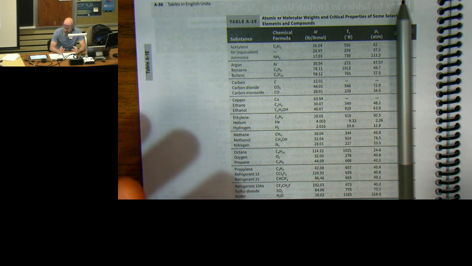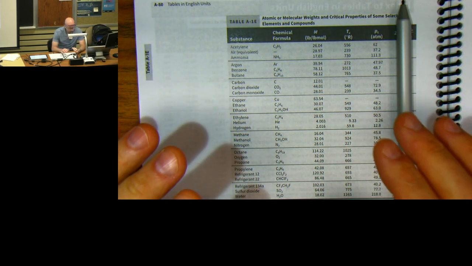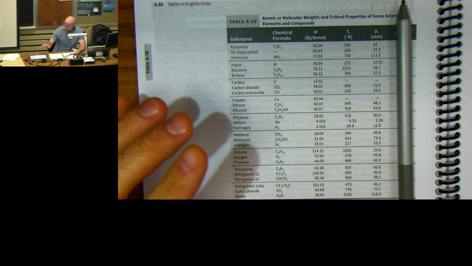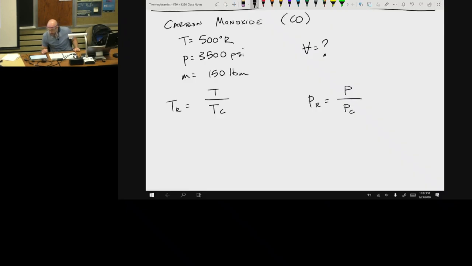Okay, so what I want you to do is take this information from table A1E and the information I gave you in the problem, and find the value for Z. So that's what I'm going to give you. I'm going to give you 2 minutes to work on that. Find out what your value for Z is, and then we'll come together and do this together here in a moment.